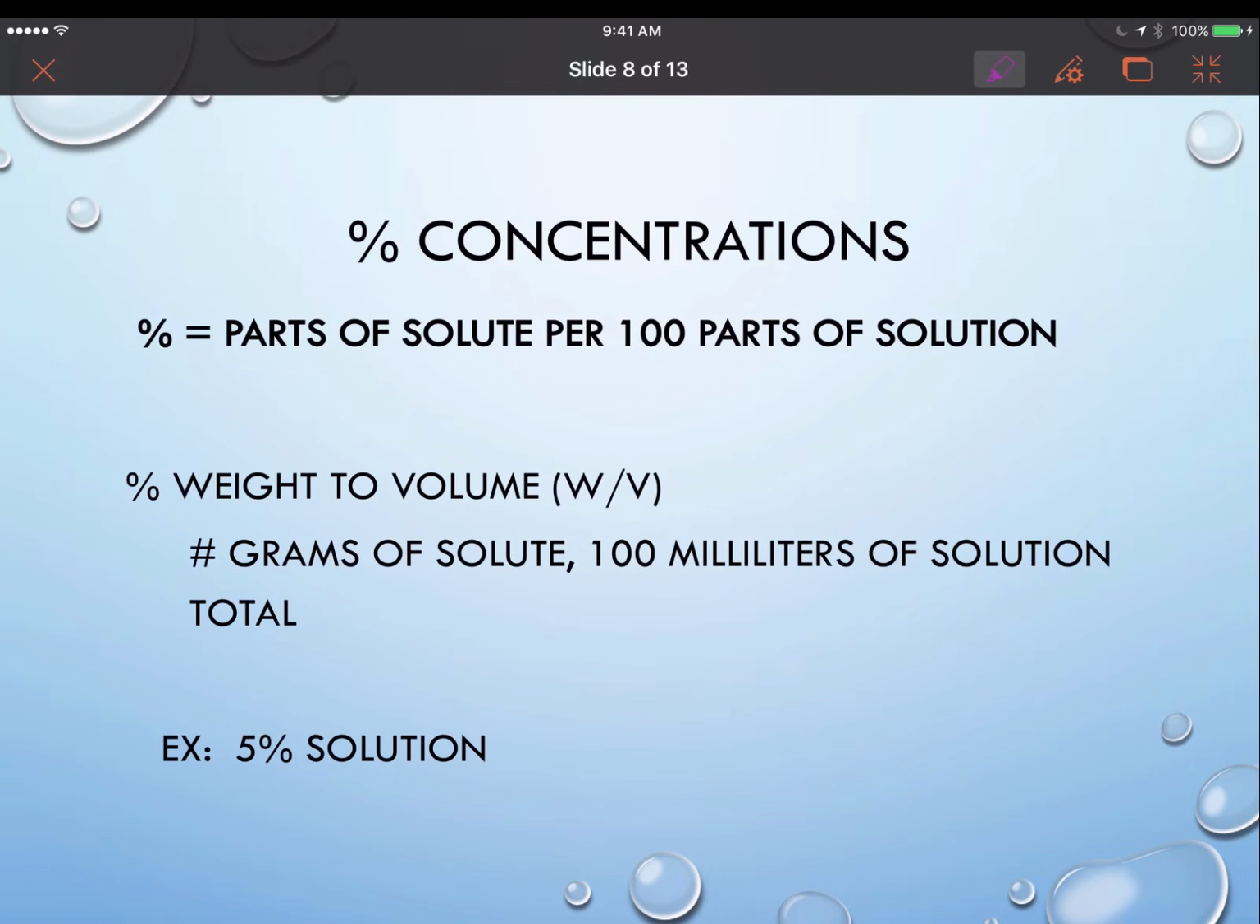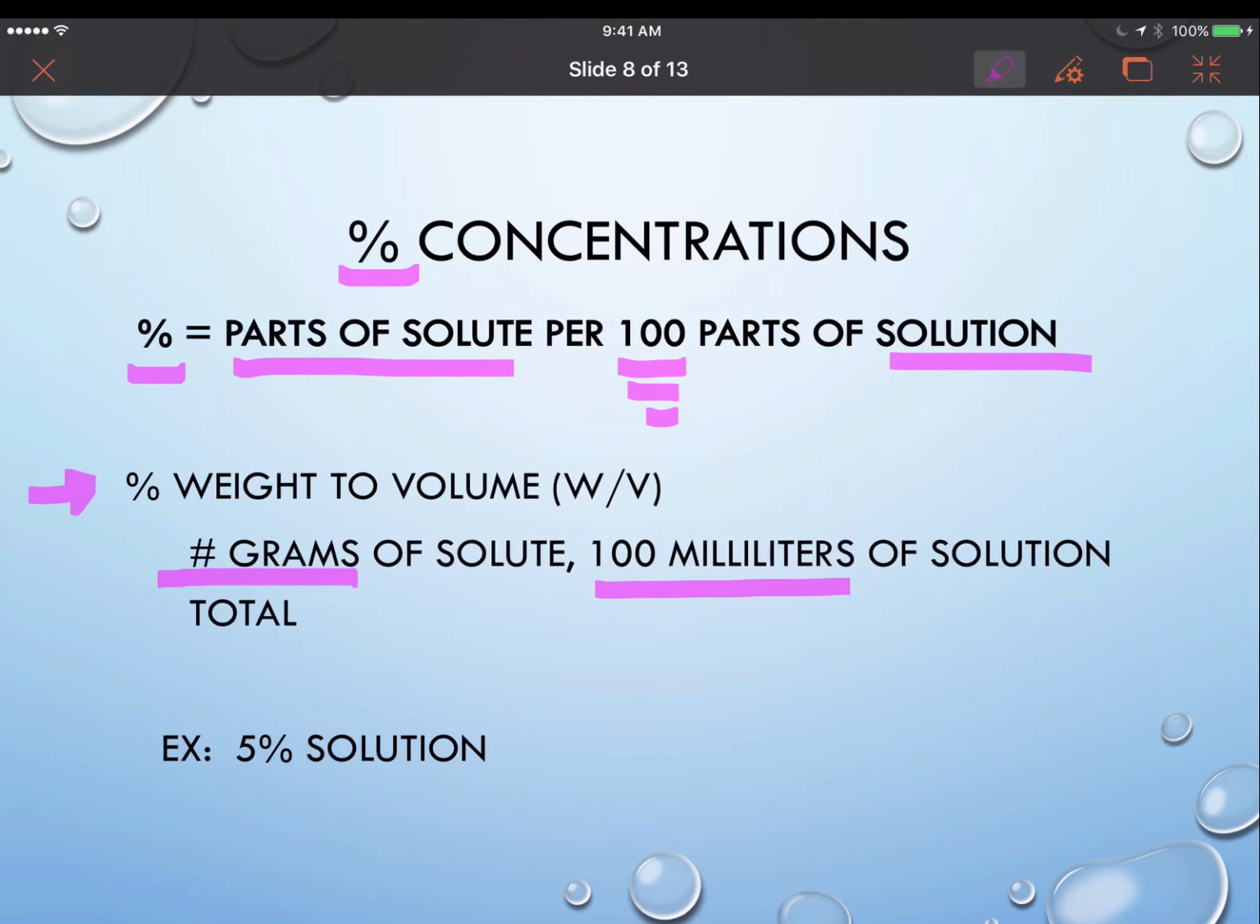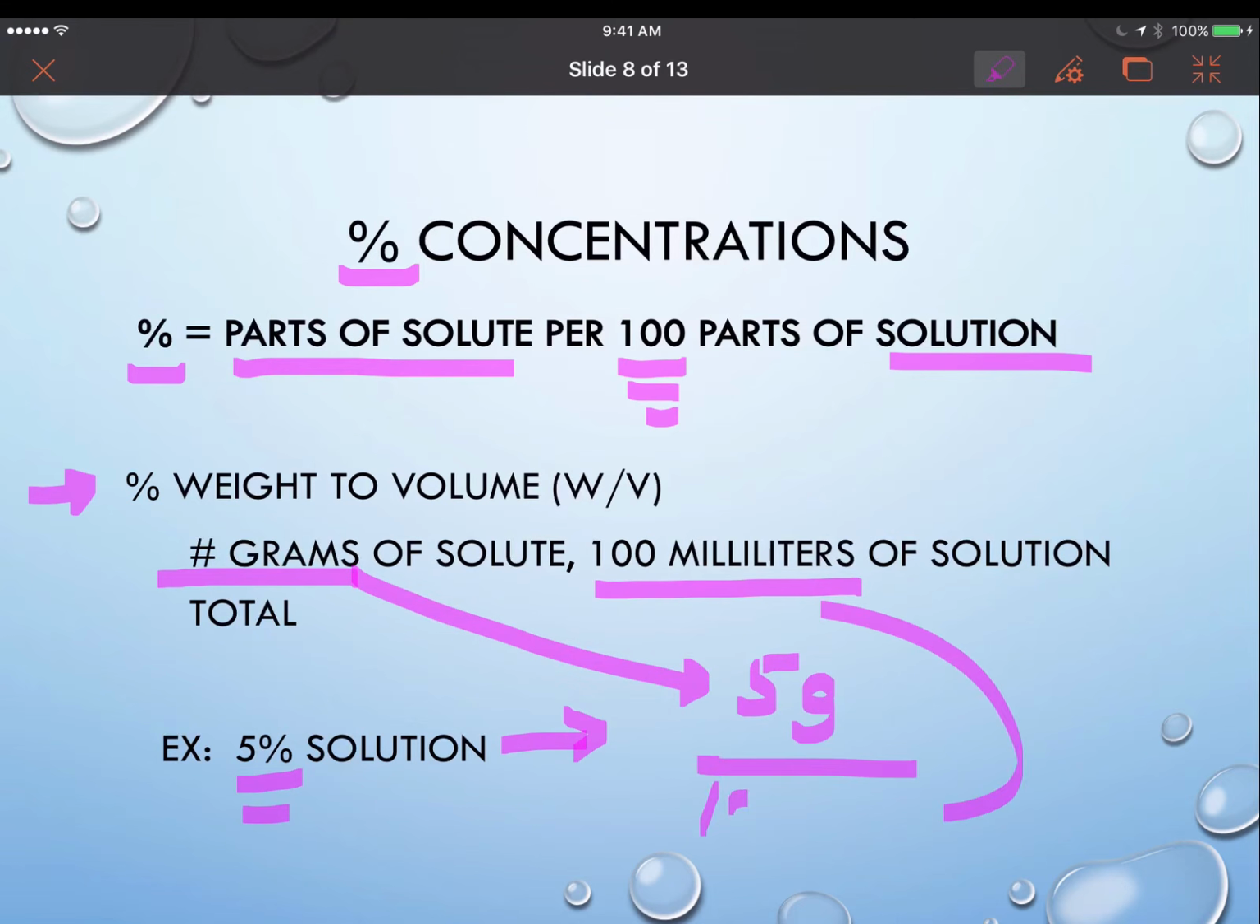Let's look at a second way in which a solution may be expressed as a percent concentration. A percent concentration refers to the parts of solute per 100 parts of the solution. So if we're looking at a percent solution on a weight to volume basis, this means that in a percent solution, there are X number of grams of solute in 100 mLs of solution. A 5% solution has 5 grams of solute per 100 mLs of solution.